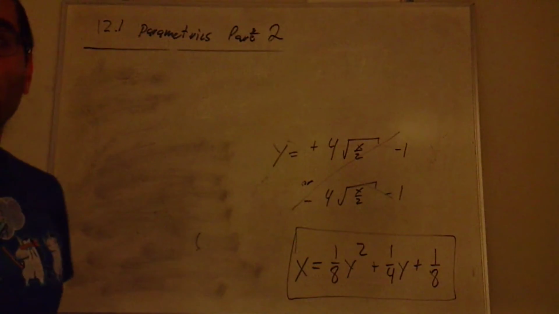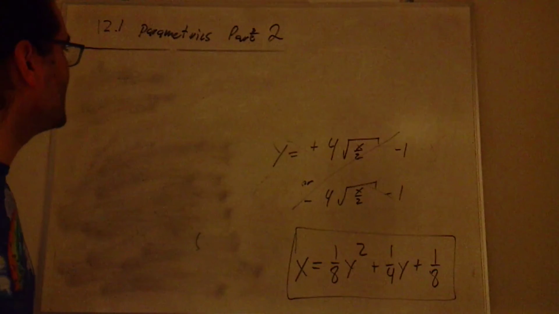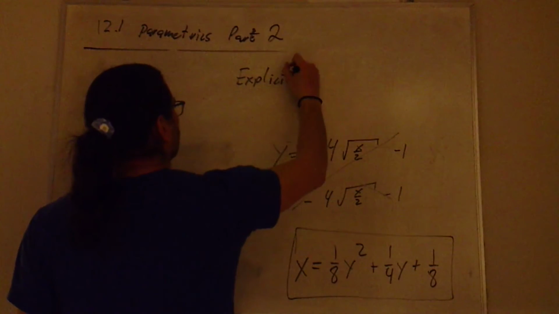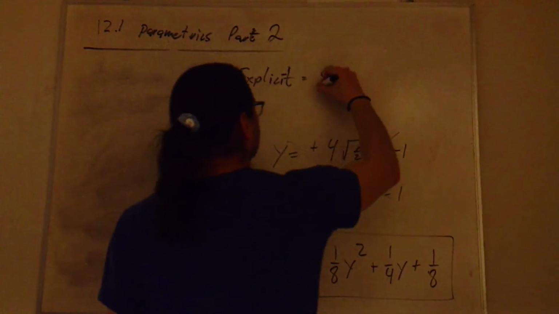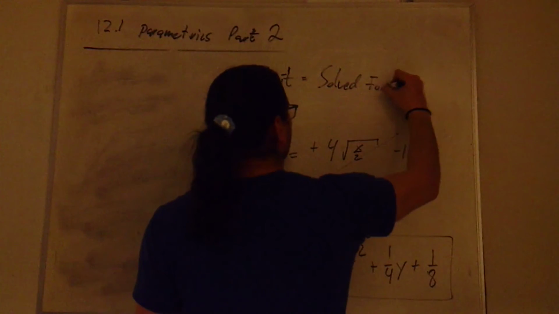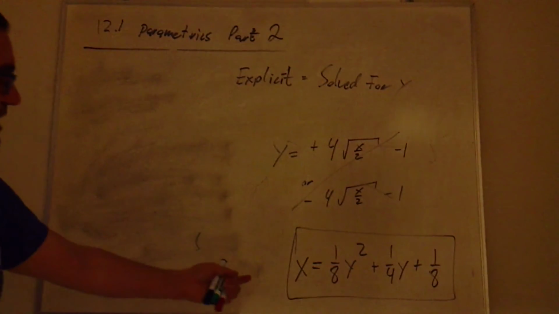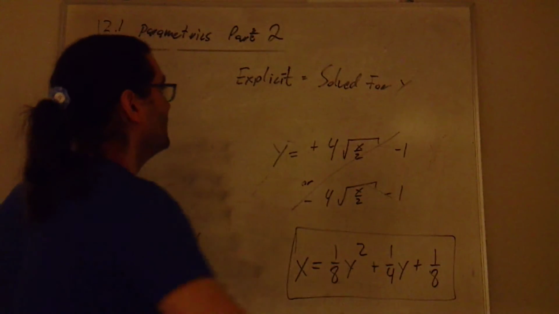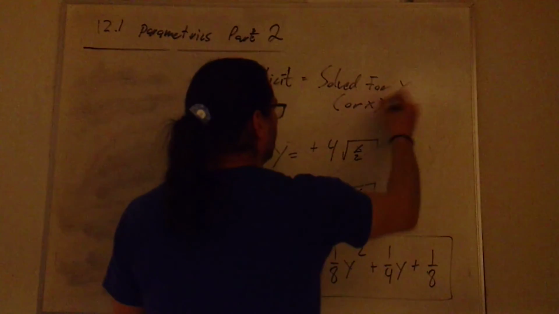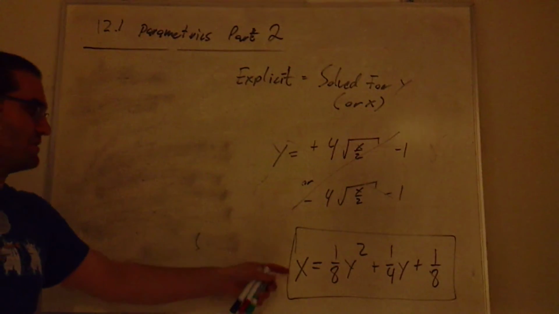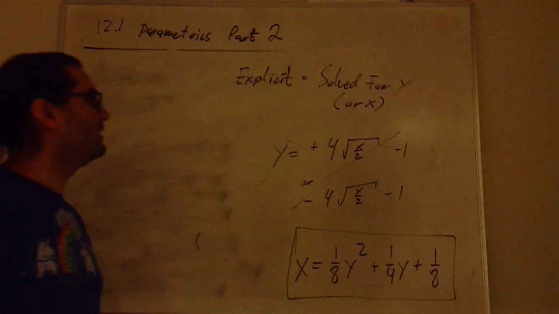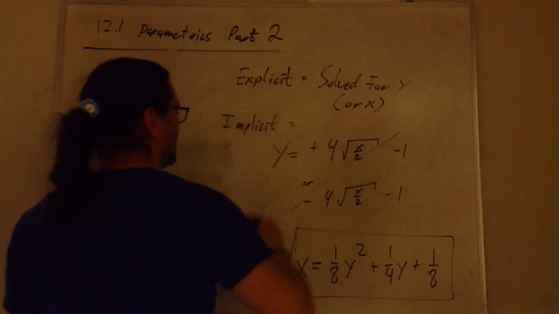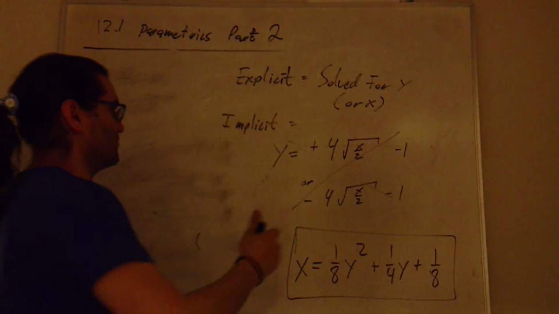So, in Calc 1 we talked about the difference between an explicit and an implicit function. Explicit usually means solved for y. Sometimes in this section you're going to have to flip which variable is which. So sometimes you'll end up with something that's solved for x. An implicit means that stuff was still happening to x or y, not solved.